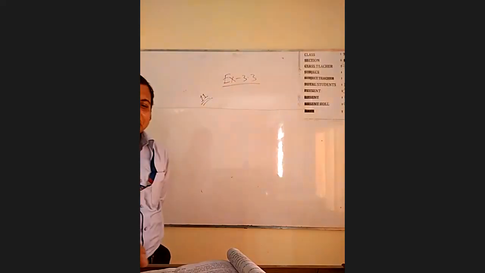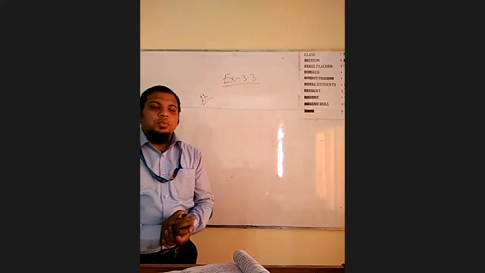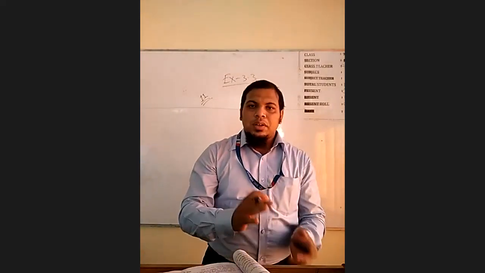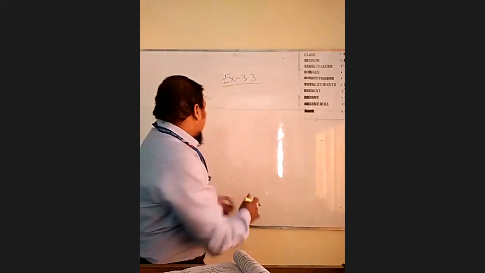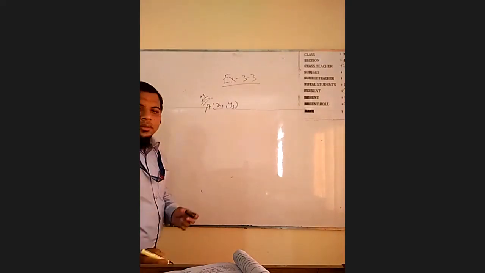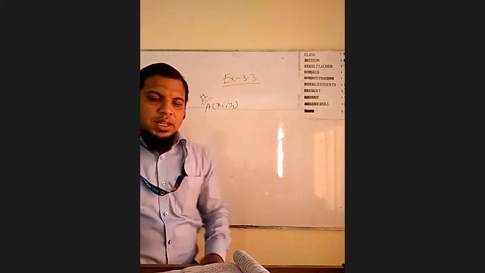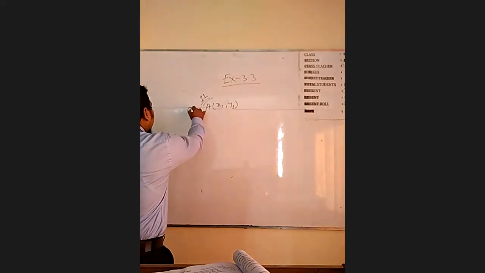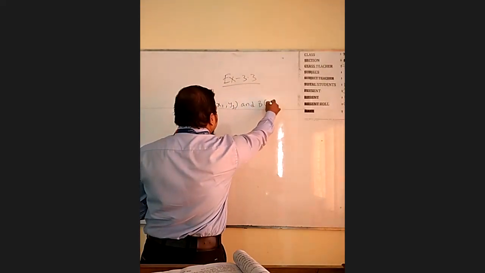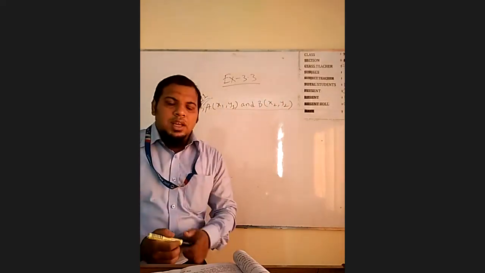Okay, thank you, dear. Anyway, number 11 is like this. Two points A and B have positive coordinates. A is x1, y1 and B is x2, y2. These two points are given.